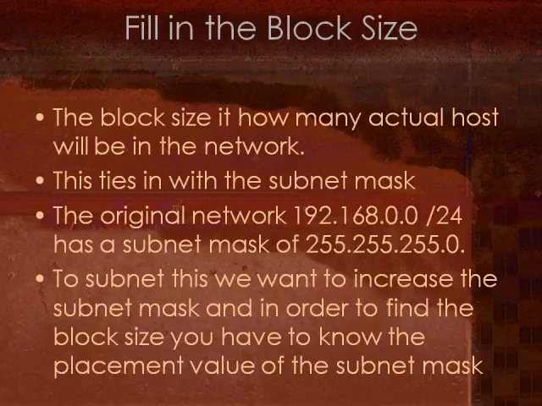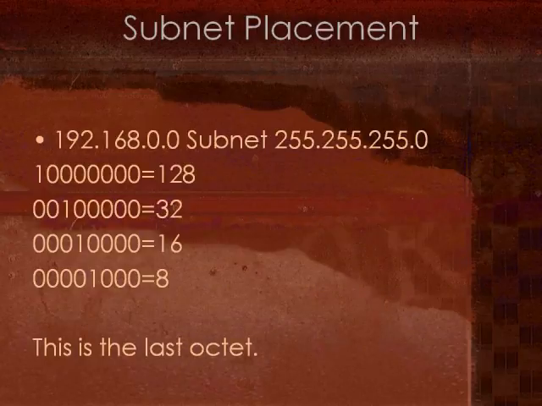To subnet this, we want to increase the subnet mask, and in order to find the block size, you have to know the placement value of the new subnet mask. Pretty much everything ties in with this new subnet mask, so we're going to go into subnet placement right now. This is the subnet placement for this IP address that we're subnetting. On the first network, I've written it out in binary so we can see what I'm doing. We needed 126 hosts, but the block size is 128.